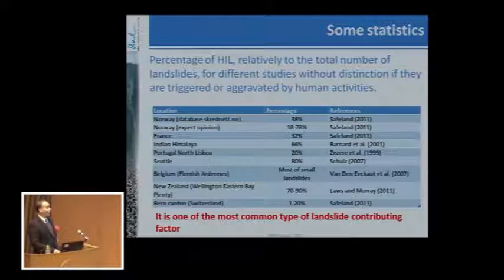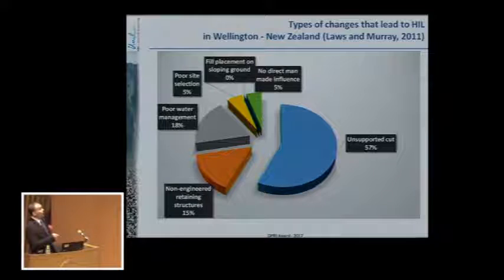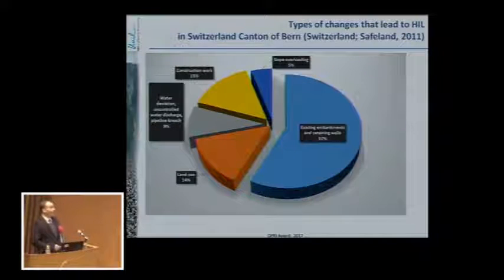It's one of the most common types of landslide contributing factor. If you look at what has been seen in New Zealand: unsupported cut slope, 57%, poor water management, engineering retaining structures that are not well designed. In Switzerland, in around 200 landslides, it's existing embankments that are failing.